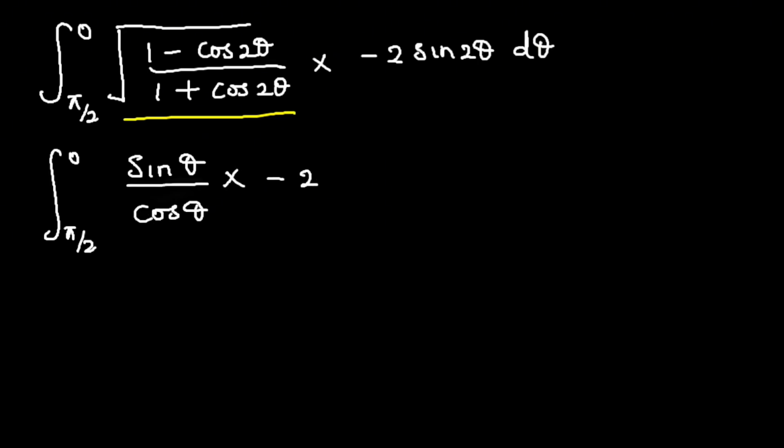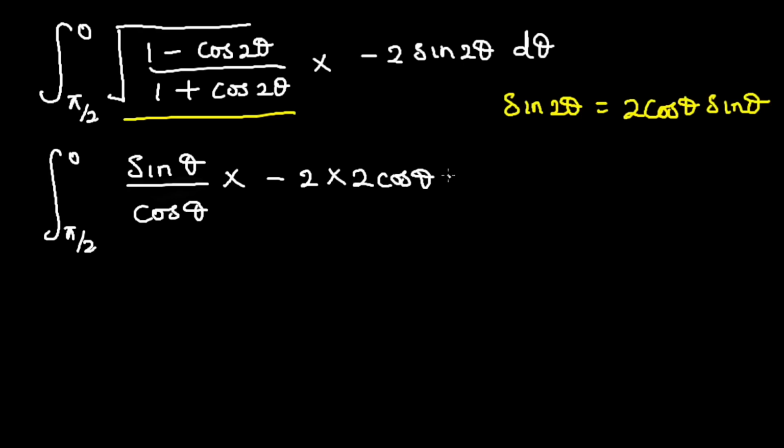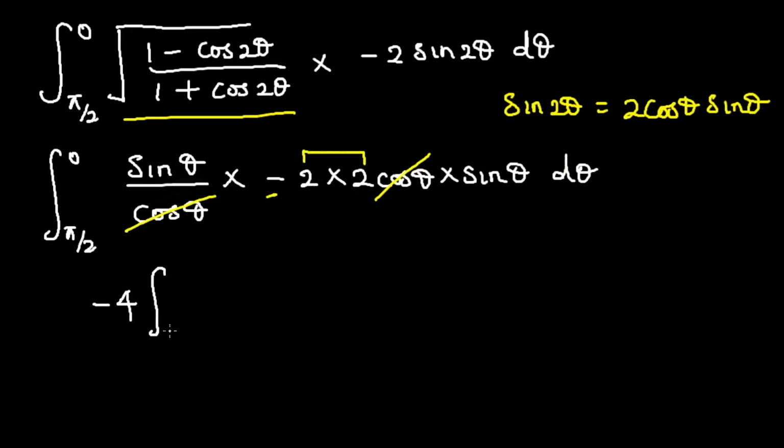Now sine 2 theta from our trick is the same thing as 2 cos theta sine theta, right? So I'll fix that into the question: times 2 cos theta times the sine of theta, still having my d theta there. So this cancels out this. I'm left with something very easy. I still have 2 times 2, which is 4, and the minus. So in essence I would have minus 4 times the integral of pi over 2 to 0 of sine square theta.